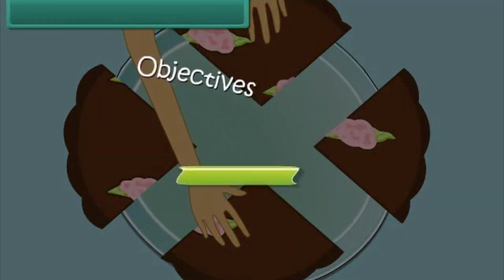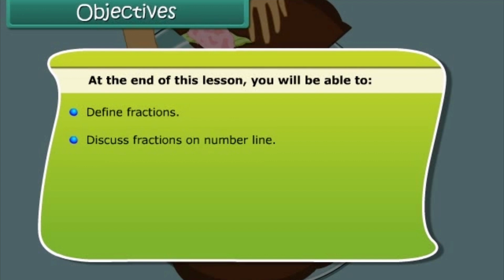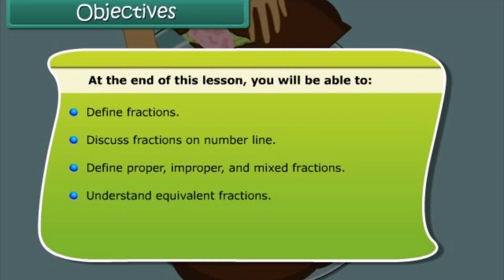Objectives. At the end of this lesson, you will be able to define fractions, discuss fractions on number line, define proper, improper, and mixed fractions, understand equivalent fractions, recall simplest form of fractions.